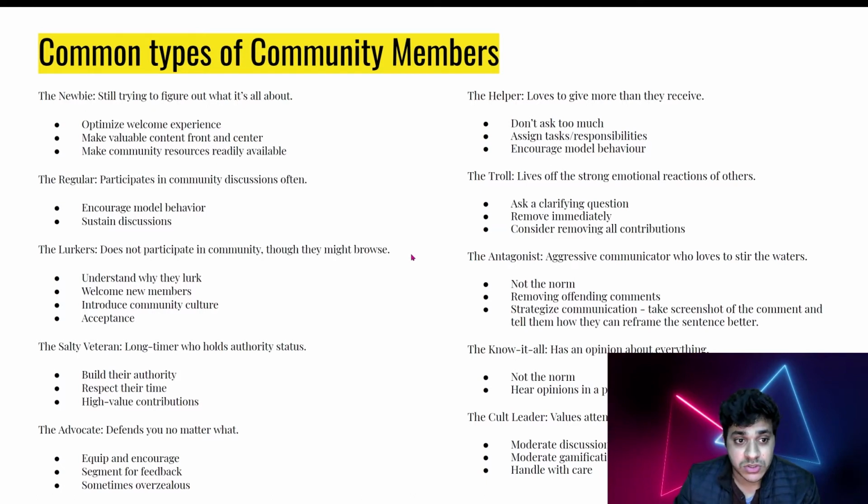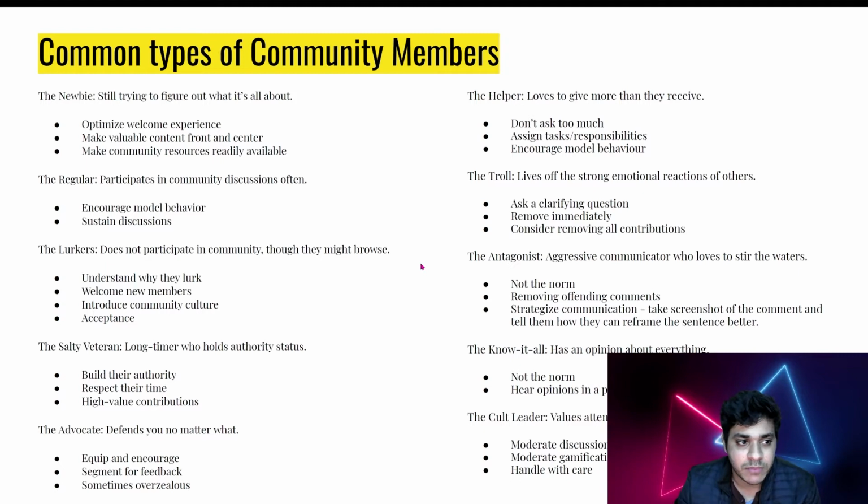Make these resources, like I mentioned, the valuable content and other community resources like your rules, like your community guidelines, like your community mission statement, easily, readily available so that they can go over them again and again. So that's your first kind of member. Those are your newcomers. They're your newbies.